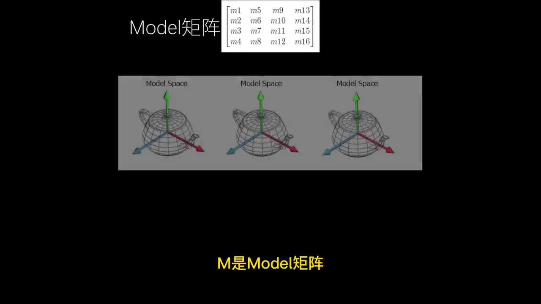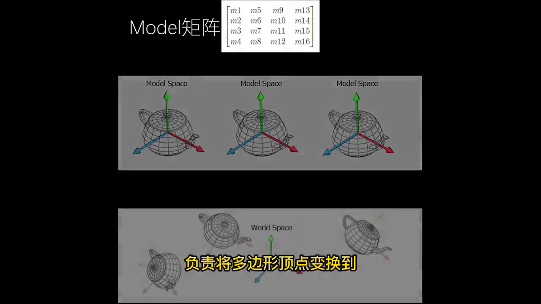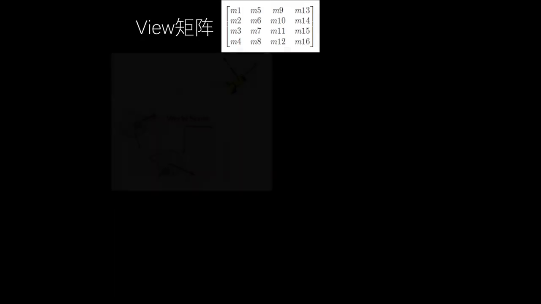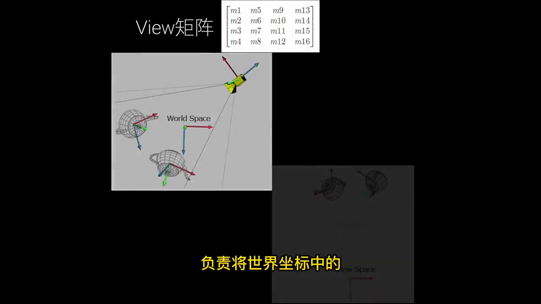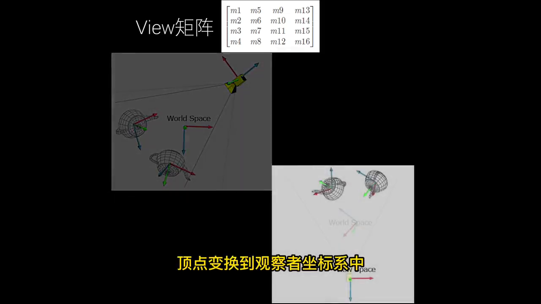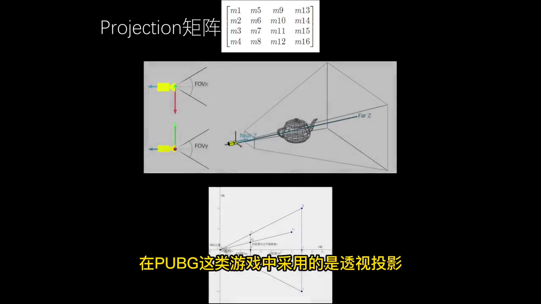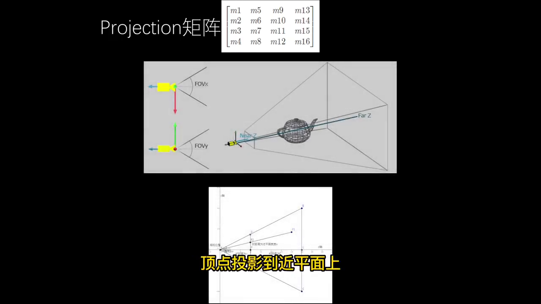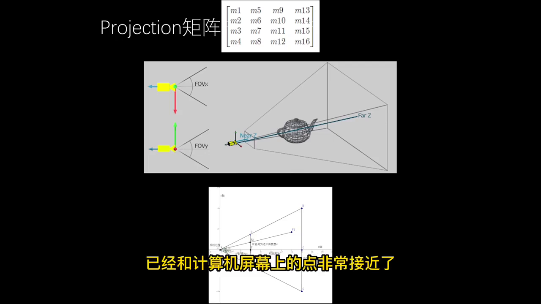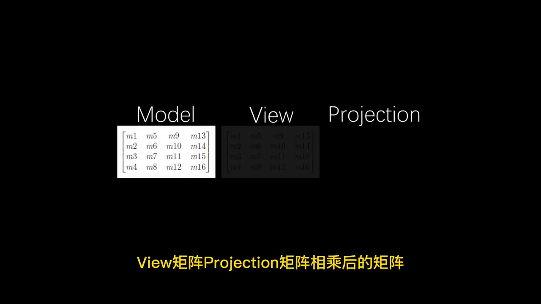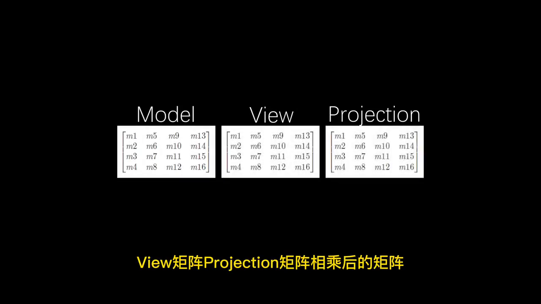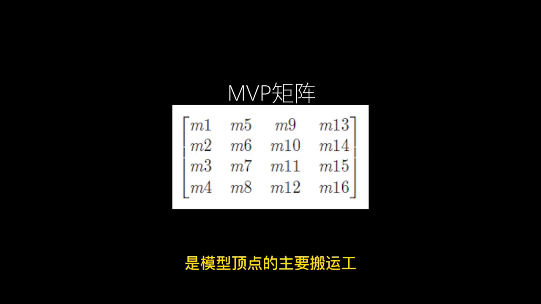M is the model matrix, responsible for transforming polygon vertices into the world coordinate system. V is the view matrix, which is responsible for transforming vertices and world coordinates into the observer coordinate system. P is the projection matrix, which is used in games like PUBG as a perspective projection, responsible for projecting vertices and observer coordinates onto the near plane. The point projected onto the near plane is already very close to the point on the computer screen. The MVP matrix is the matrix obtained by multiplying the model matrix, view matrix, and projection matrix. It is the main mover of model vertices.